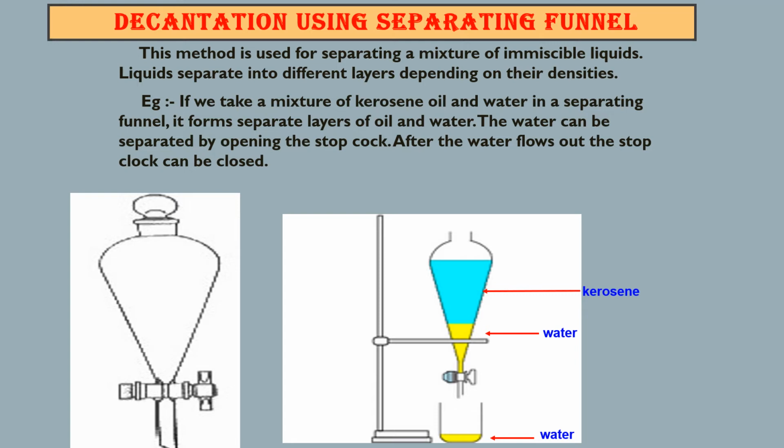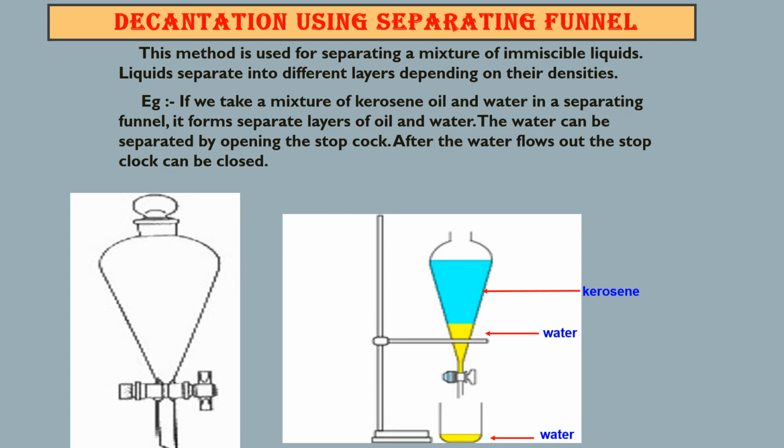Decantation using a separating funnel. This is the picture of a separating funnel. You can pour liquids into the separating funnel. Again, based on the density, the liquids which are lighter are on top and the liquids which are heavier are at the bottom. You can allow it to rest for some time and just open the stop lock and the liquid comes down into the container which is kept below. You can separate the heavier liquid first, then the lighter liquid remains back in the separating funnel.